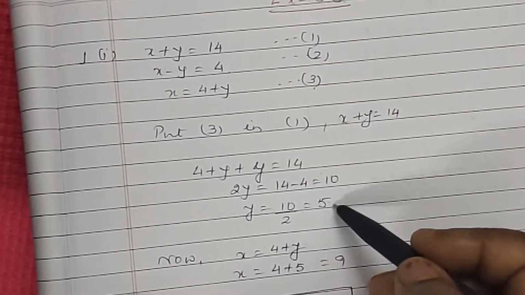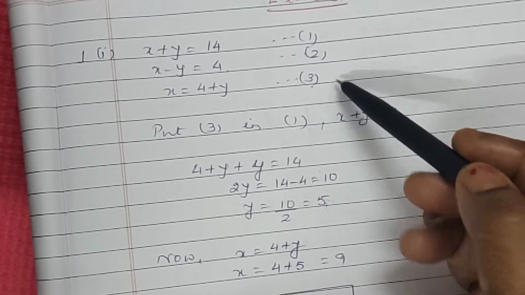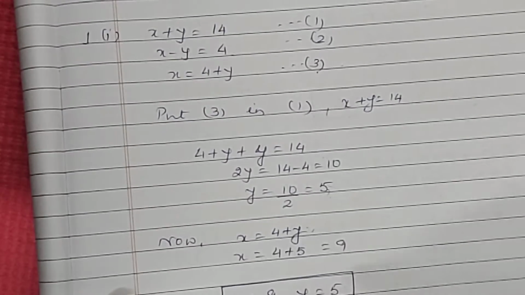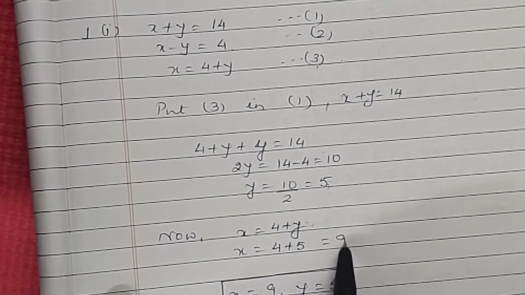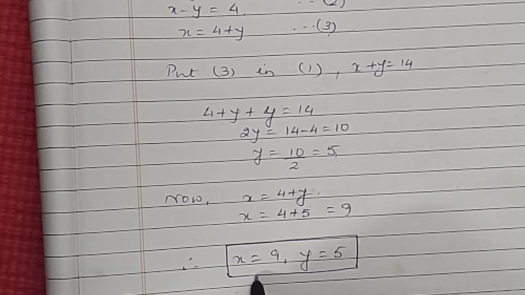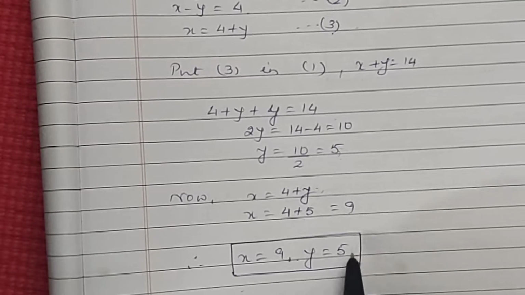Now, y equals 5, we will put in equation 3 to get the value of x. Now, what is x equal to? That is equal to 4 plus y. That is x equals 4 plus 5, 9. So, what value did we get for x and y by substitution method? x equals 9 and y equals 5.